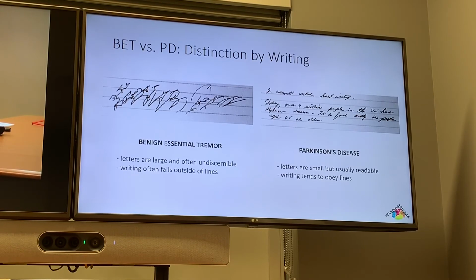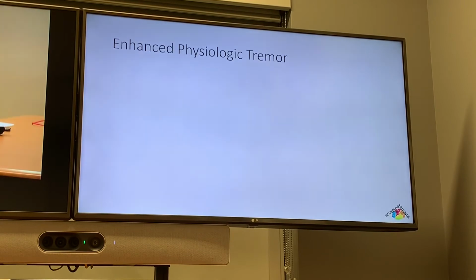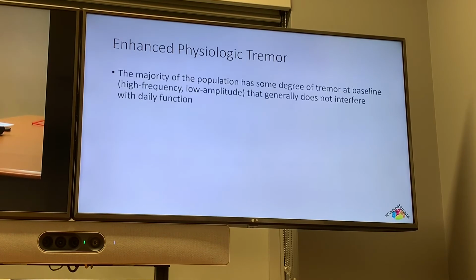So lastly, we talked about benign essential tremor, talked about Parkinson's, so I want to talk briefly about the enhanced physiologic tremor. So the premise behind an enhanced physiologic tremor is that the majority of us have some degree of tremor at baseline. So if you were to stretch your hands out in front of you, you would have some degree of high frequency, very, very low amplitude tremor that would really not interfere with your daily life.